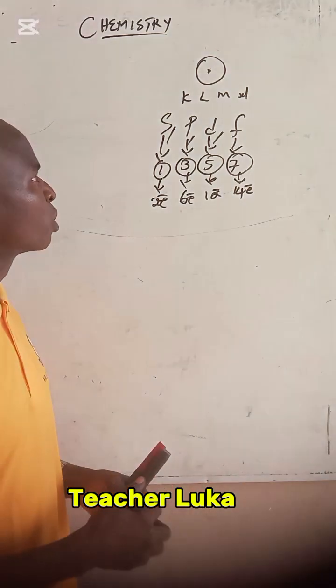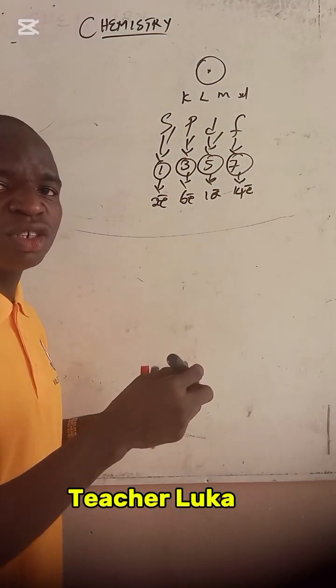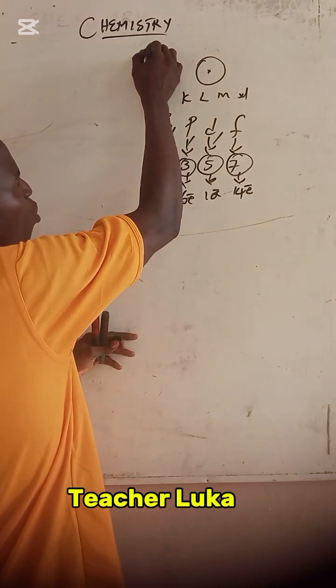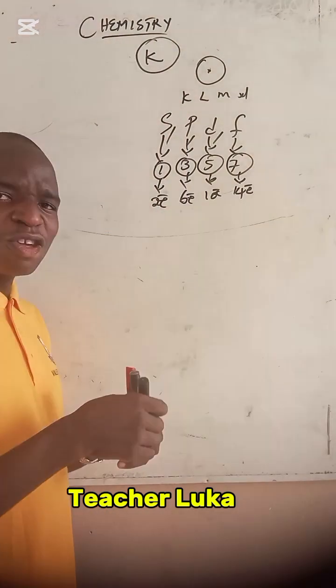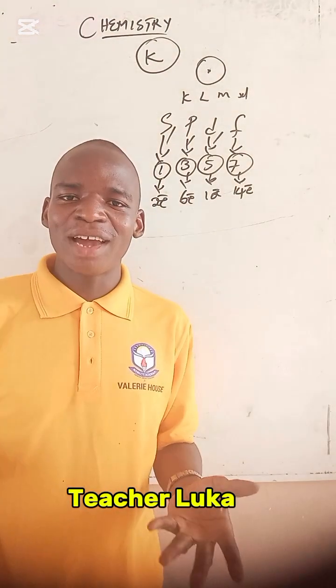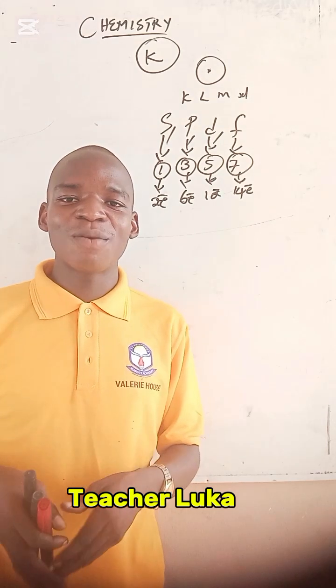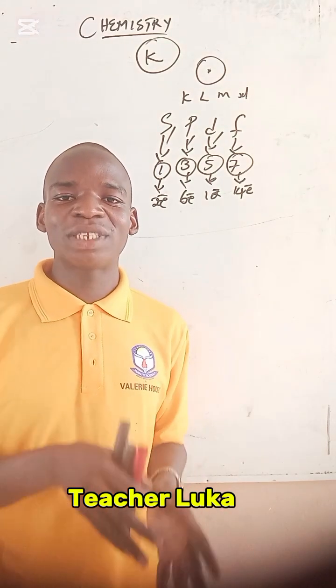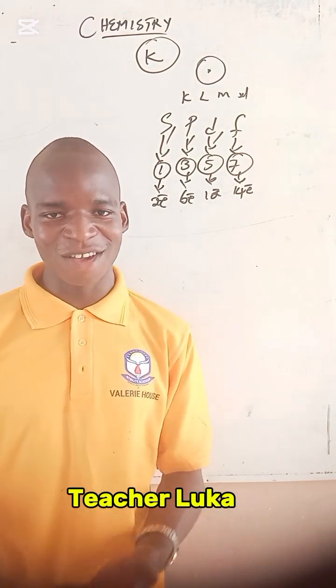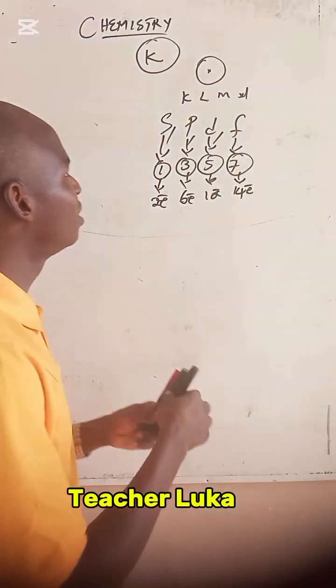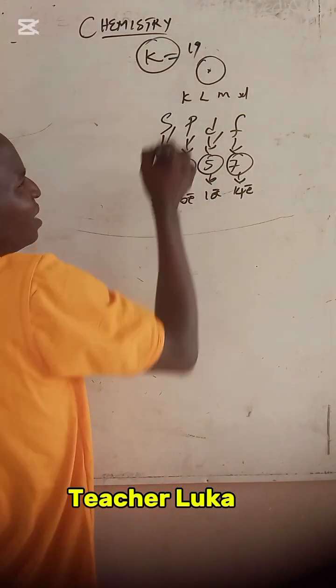Now, let's move on. We will be using this to write the electronic configuration of the element potassium. Potassium's symbol is K. Why? Because the Latin name of potassium is kalium, and the symbol of potassium is gotten from its Latin name. Do you understand? The atomic number of potassium is 19.